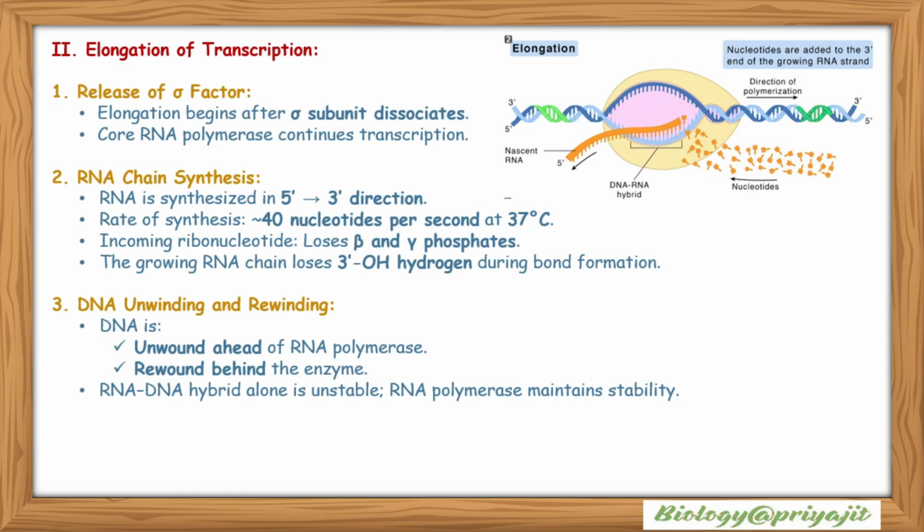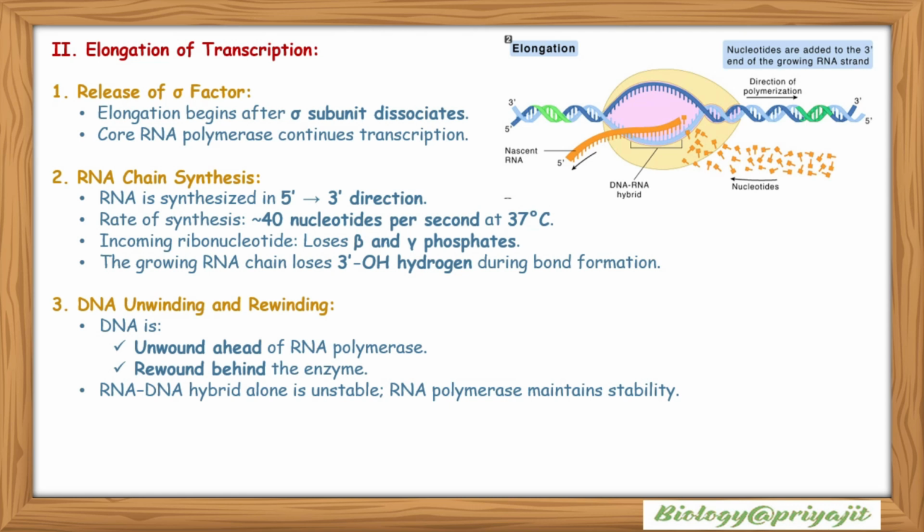The release of sigma factor indicates the elongation of transcription. Elongation begins after the sigma subunit dissociates. So core RNA polymerase continues transcription at that time, and RNA is synthesized in the 5 prime to 3 prime direction. The rate of synthesis is approximately 40 nucleotides per second at 37 degrees Celsius, and the incoming ribonucleotide loses the beta and gamma phosphates. The growing RNA chain loses the 3 prime OH hydrogen during bond formation.